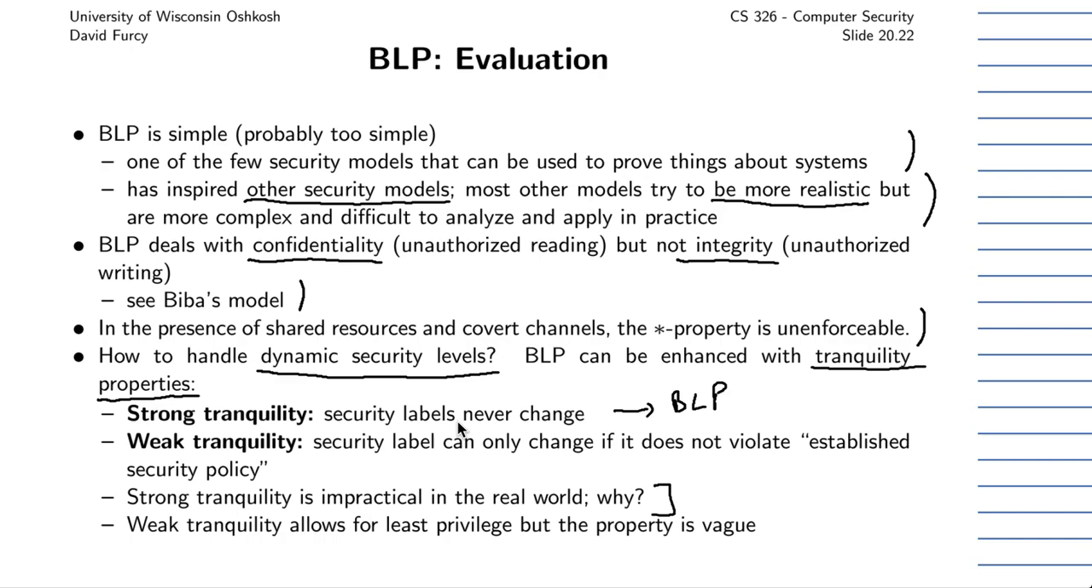And so people have developed more general models that handle so-called weak tranquility, where labels can change over time, but they don't change too often. And when they change, they do so without violating the security requirement laid out in the policy. Now, this ends up being very hard to do. In fact, these properties are somewhat vague and somewhat hard to understand. So I don't really want to go into detail into these extensions of the BLP model.